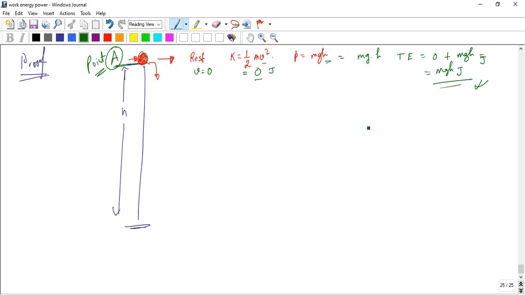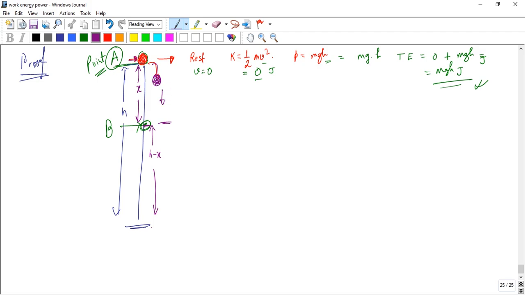Now at any point in that height, say this point B. Consider that from the top to that point the distance is x, and from that point to the bottom the distance is h minus x. Very simple.